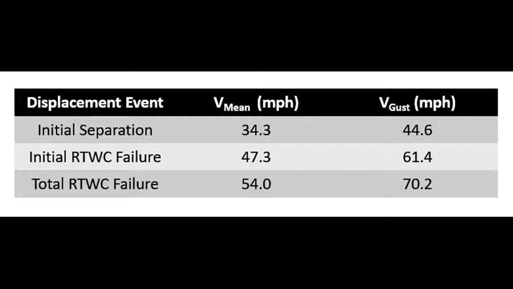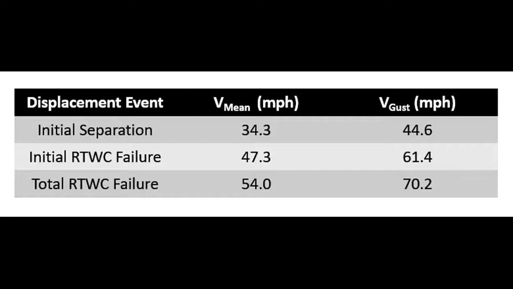To summarize what we just observed, initial separation of the roof-to-wall connections occurs at an average wind velocity of approximately 34 miles per hour. Then, at an average velocity of 47 miles per hour, the first roof-to-wall connection experiences full withdrawal, and shortly thereafter, total failure of all roof-to-wall connections is observed at 54 miles per hour.